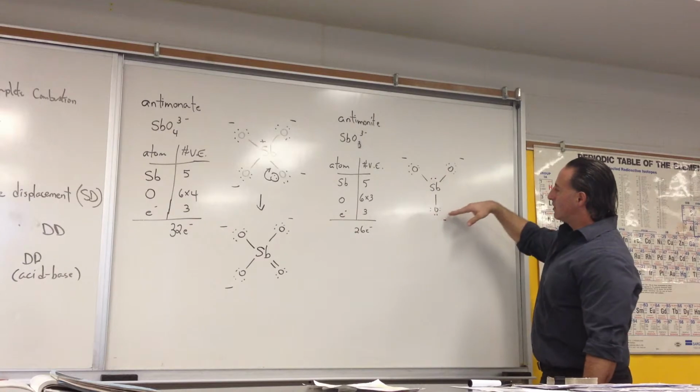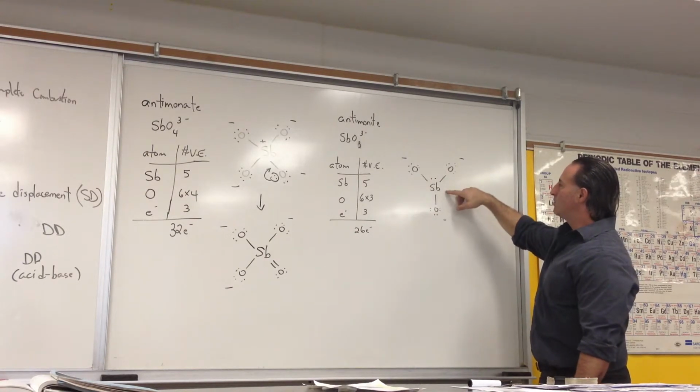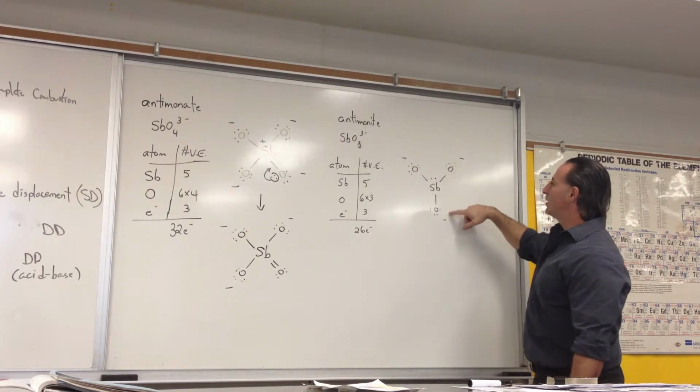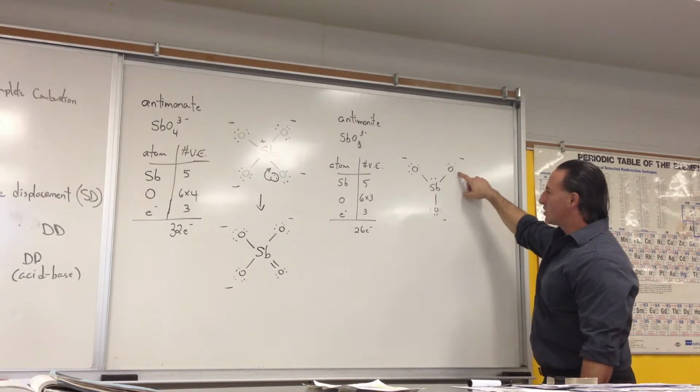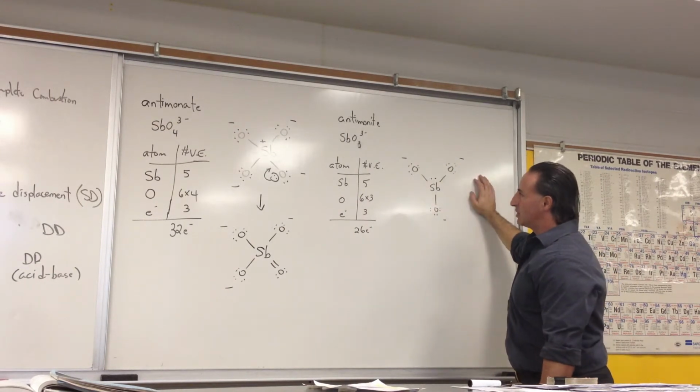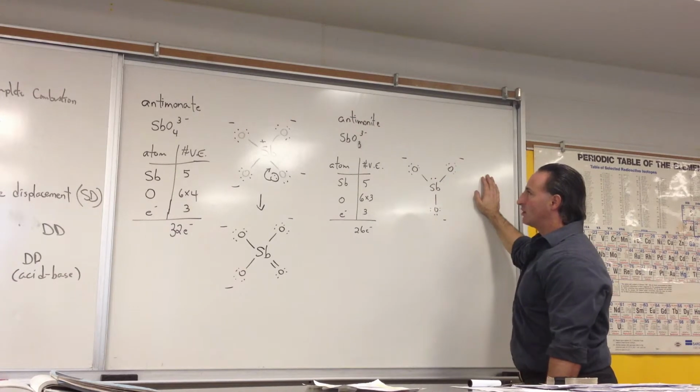When you account for the octets, there's 8 for antimony, and there's 8 for oxygen as well. When you account for the charges, they're all going to have -1 on oxygen, and you would leave it like that because the antimonite anion would have a negative 3 charge that way.